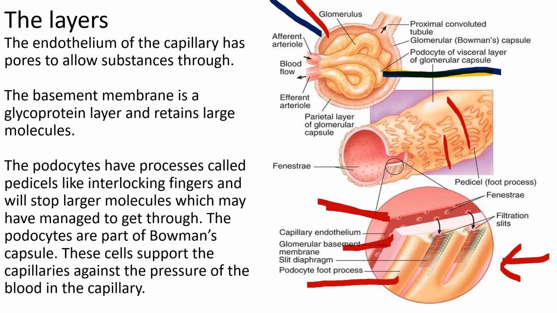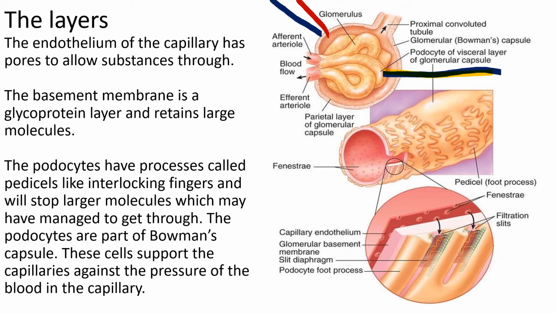So yes, you've got this information on the left hand side here that you need to write down in your book. So the endothelium, that's going to allow things through because it's got those pores. The basement membrane is going to allow certain things through, not others, and it's made of glycoprotein. And then you've got these podocytes, and they support the capillaries against that pressure. They help to resist that pressure. So if you want to just pause and get that information down in your book.